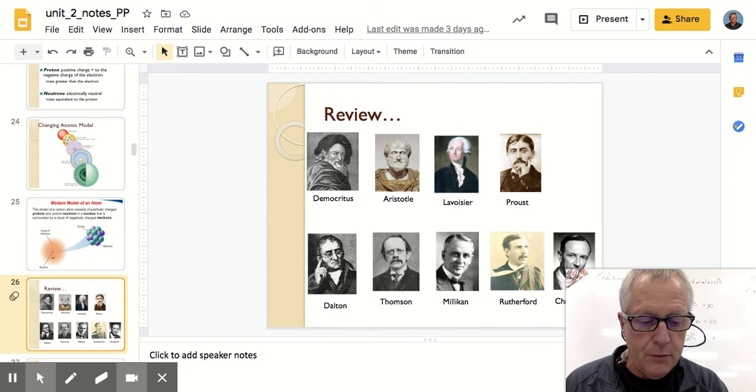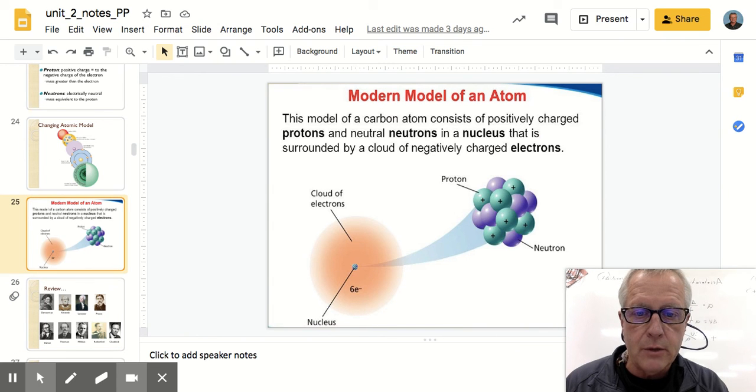If you can, click on some of the links that show the experiments and try to think about the structure of the atom from a historical perspective.